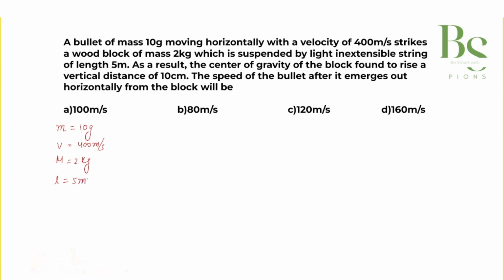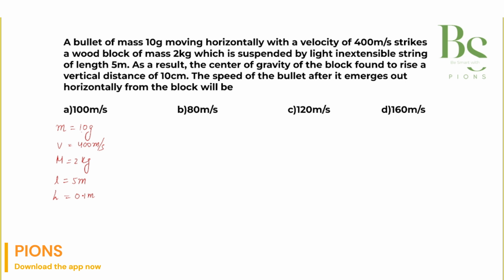As a result, the center of gravity of the block is found to rise a vertical distance of 10 centimeter, that is 0.1 meter. I am just converting it into the standard unit. The speed of the bullet after it emerges out horizontally from the block will be.